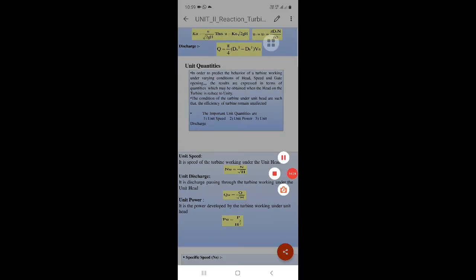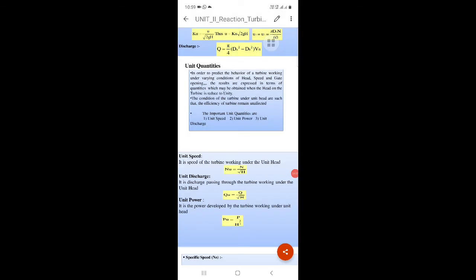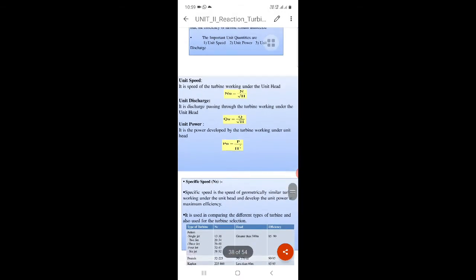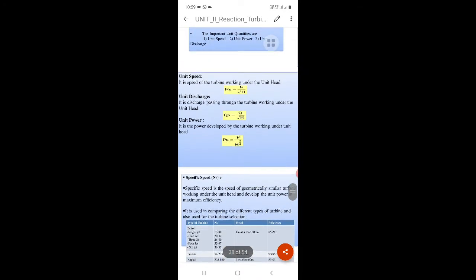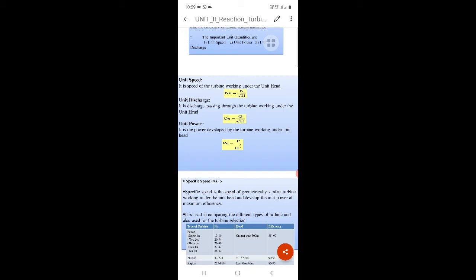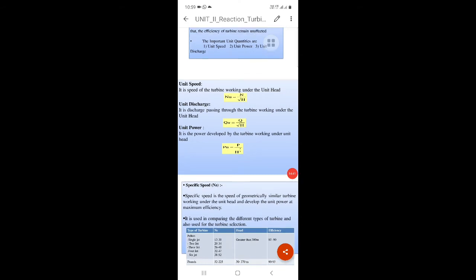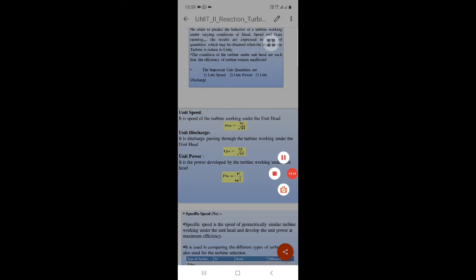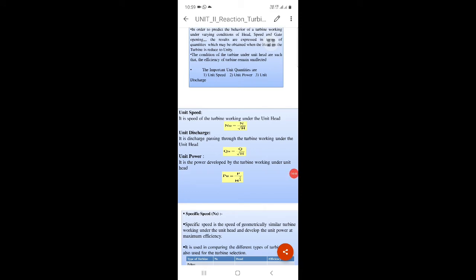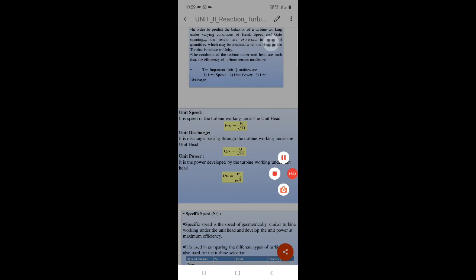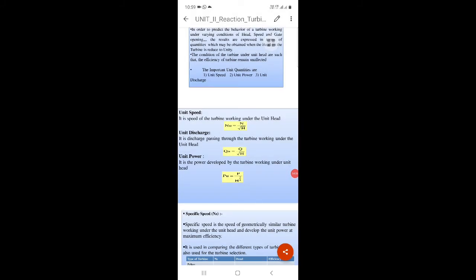So next is unit speed, unit quantities. Unit speed is the speed of the turbine working under unit head. So that is Nu is equal to N upon root H. Unit discharge Qu is the discharge passing through the turbine working under unit head. Next, unit power is the power developed by the turbine working under unit head. So write down all quantities: unit head, unit speed, unit power.